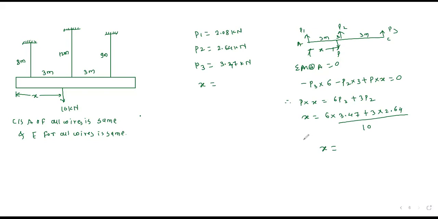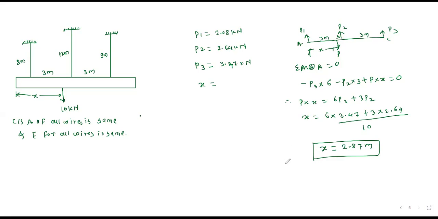Yes, 2.87. 2.87 meter. Okay, so 2.87. So we have located it near about 3 meters. So this assumption is correct. Okay, got it? So this type is over.